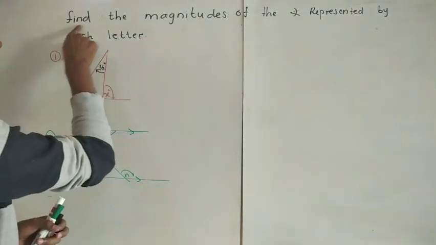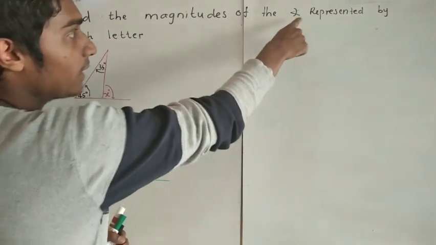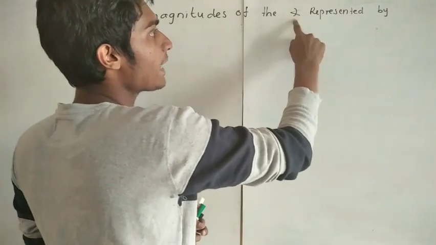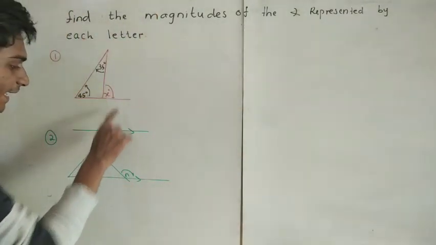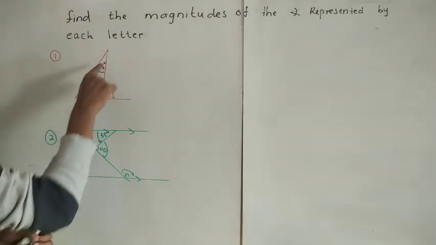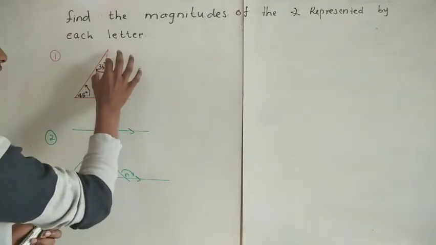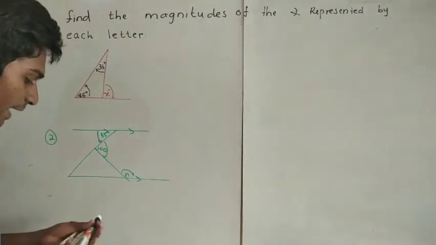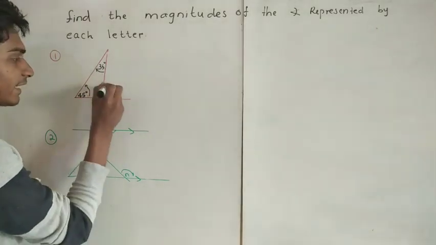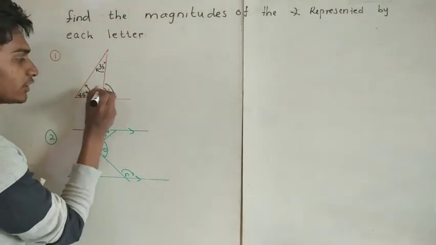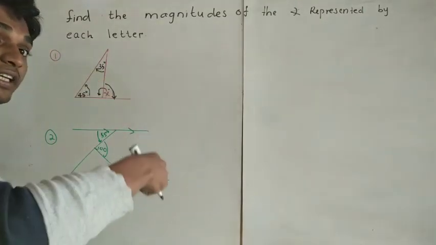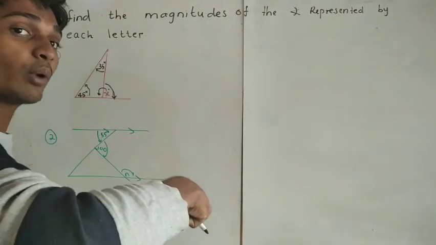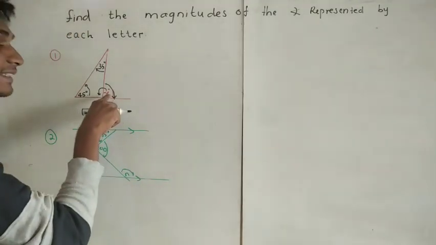Now look at problem number 1. The question says find the magnitude of the angle, right? So this mark is for the angle represented by each letter. Here the letter is X, here the letter is N. The first diagram is very simple. It's 35 over here and 45 here. And now this is the exterior angle. If this is the exterior angle, this should be the interior angle, right? The theorem says that the sum of interior opposite angles makes what? The exterior angle. So X is the exterior angle.